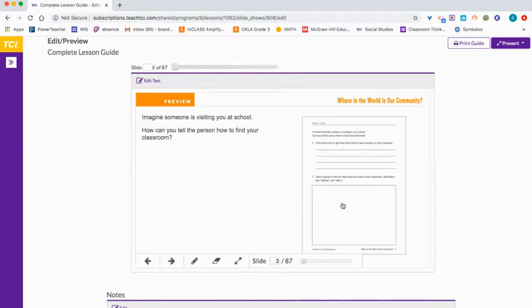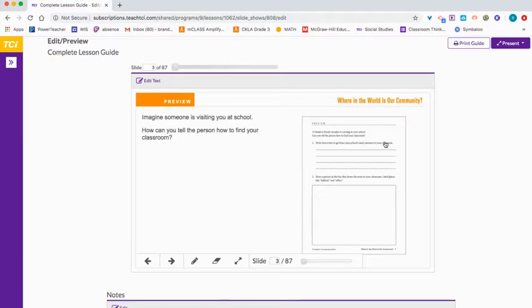So the very first thing I want you to do is if you look in your TAN packet, you're going to see a page that looks similar to the one you see here. It just says preview at top. It's going to be the very first piece. And the directions say a friend or family member is coming to your school. Can you tell the person how to find your classroom?